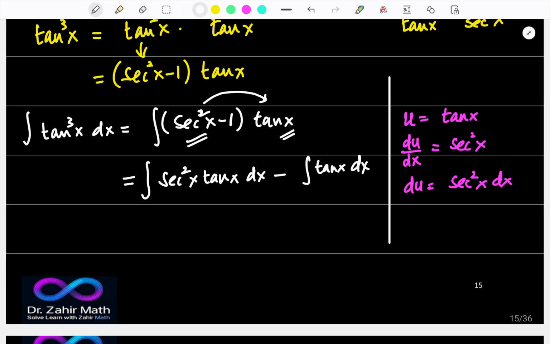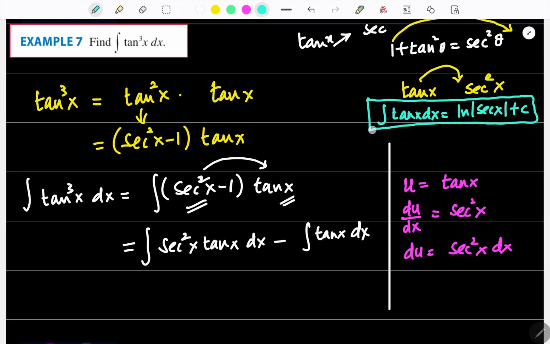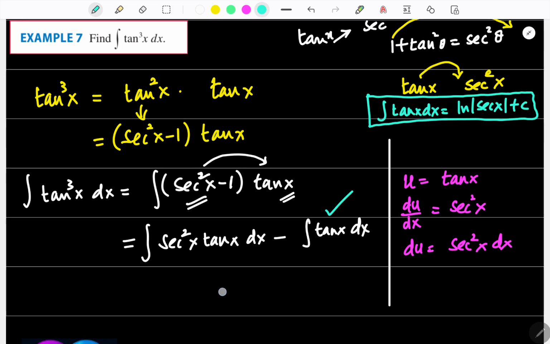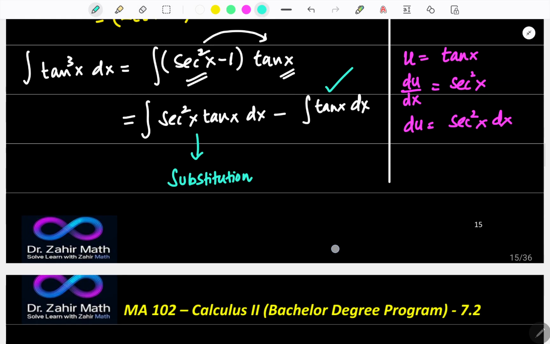Okay, do you know the formula for integral tan x? Yes, we have a formula. What is the formula for integral tan x? Integral tan x dx is equal to ln absolute value secant x plus c. You remember the rules? If you are not remembering, go to the videos on rules of integration. I put one video. From there you can study. So this part is over. This part I'm going for the substitution method.